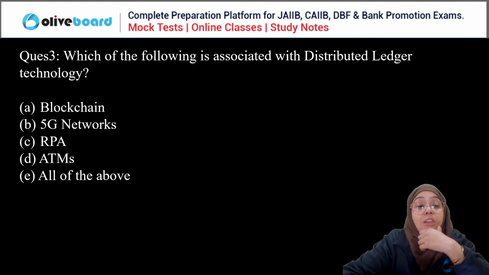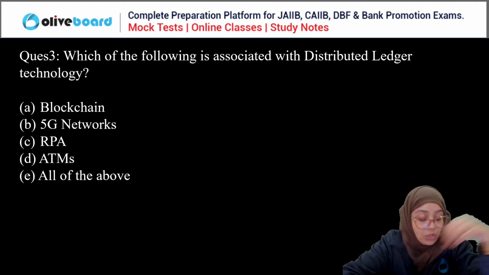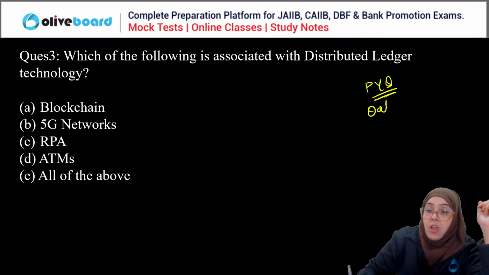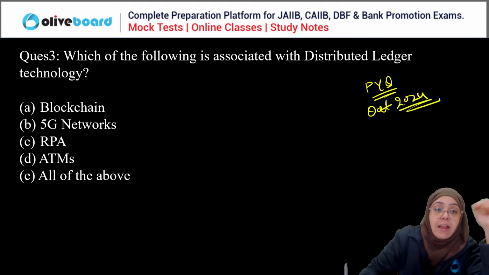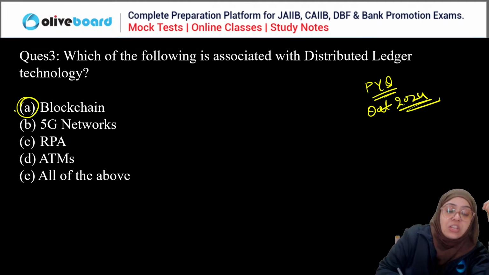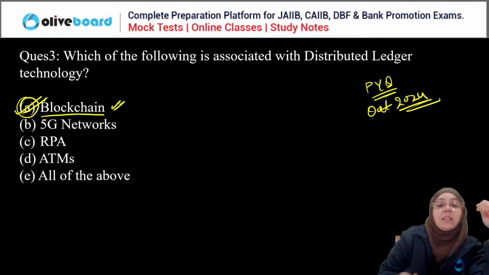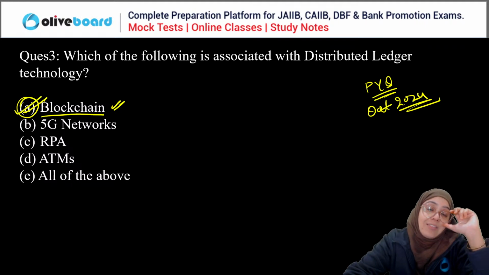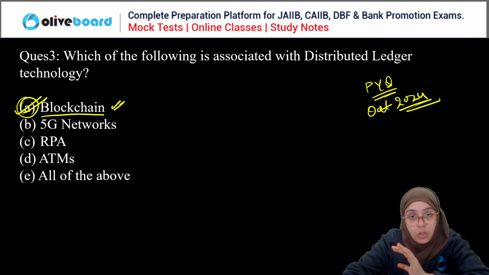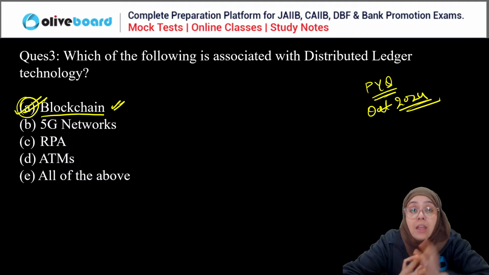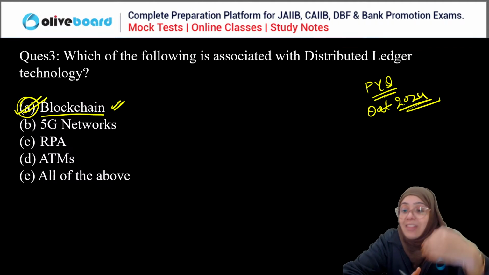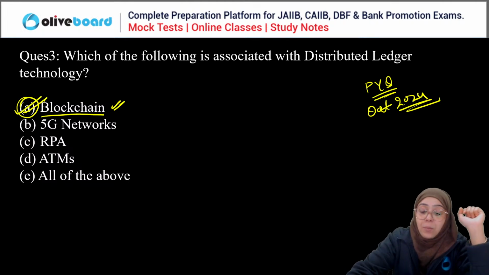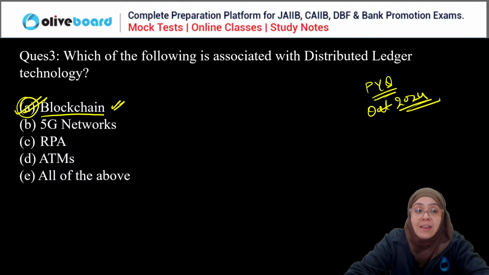Which of the following is associated with distributed ledger technology? This is a PYQ, asked in the October 2024 examination cycle. Blockchain is associated with distributed ledger technology, not all of the above. Blockchain is the correct answer. Blockchain is a distributed ledger technology that stores groups of transactions in the form of blocks, then links and sequences them. That is called the blockchain.